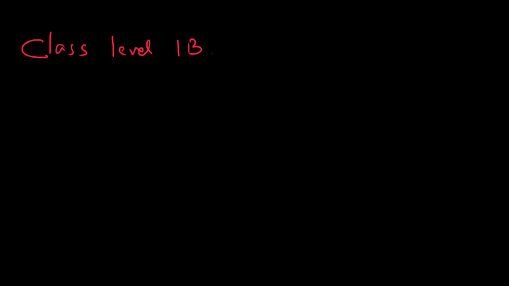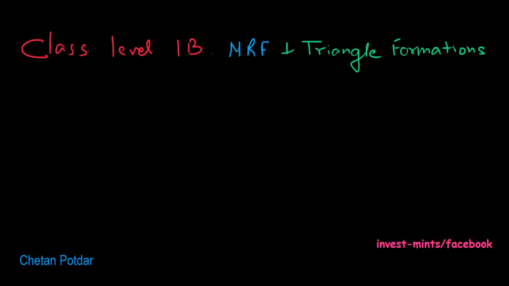So today I'm going to be talking to you about class level 1B, narrow range formations and triangle formations. Now these are very important formations. These are trading concepts, not charting concepts, which means that you can actually trade and make money out of them, and hence they're very important.